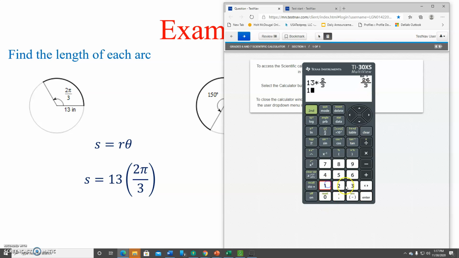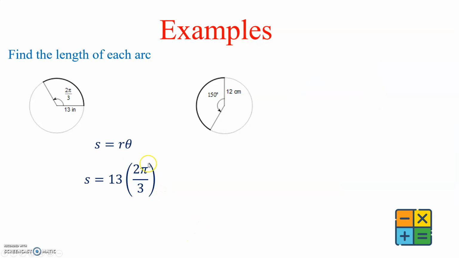If I did 13 times 2 divided by 3, it'll first give me a decimal, but I can tell the calculator to convert it to a fraction, 26 over 3. So the calculator helped us come up with the numbers. We just got to put the pi in our answer: 26 pi over 3 inches. So I have both the pi and my units.